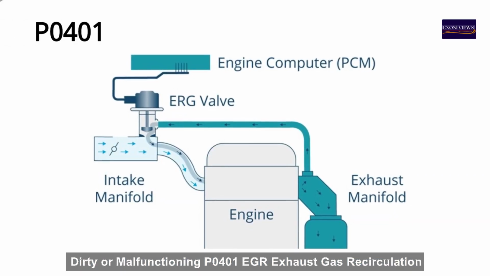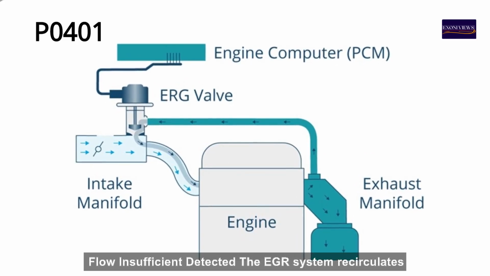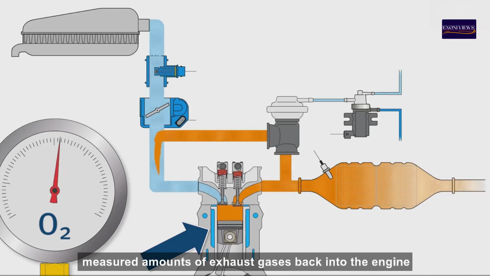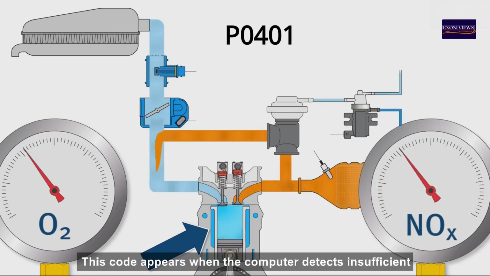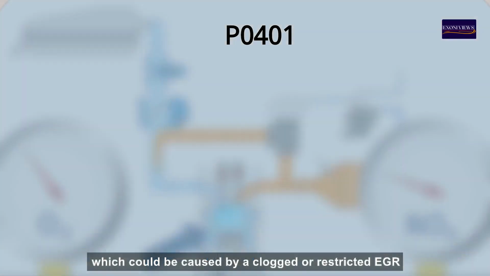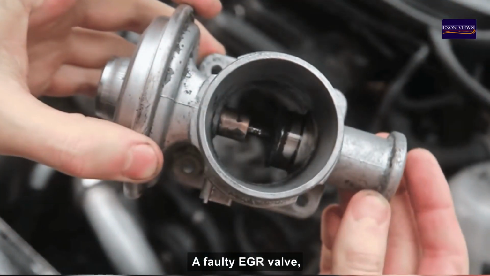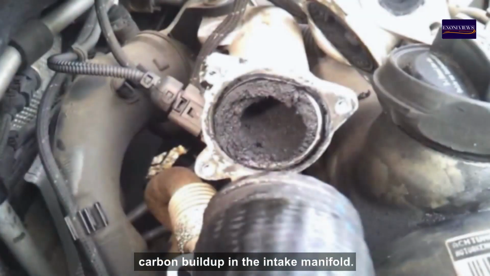P0401. EGR, exhaust gas recirculation flow insufficient detected. The EGR system recirculates measured amounts of exhaust gases back into the engine to control nitrogen oxide emissions by cooling combustion temperatures. This code appears when the computer detects insufficient EGR flow, which could be caused by a clogged or restricted EGR passage, a faulty EGR valve, a defective EGR sensor, carbon buildup in the intake manifold.